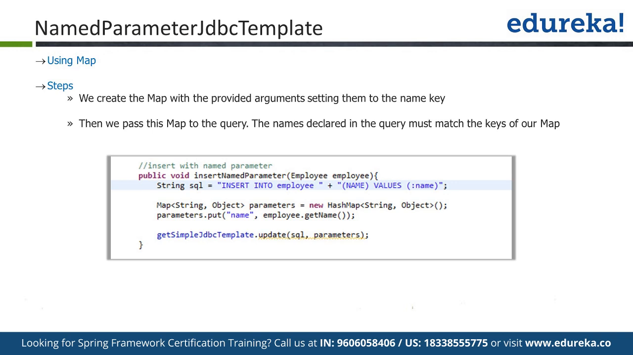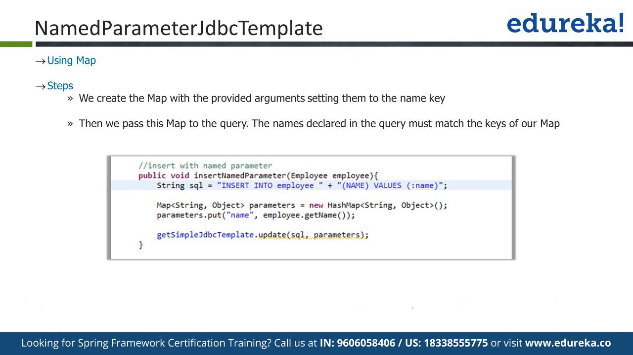So we have seen the examples already. So let's move on. Named parameter JDBC template is another form of JDBC template, or I would say another Java class provided by the Spring Framework API. It uses a map. The steps are: we create the map with the provided arguments, setting them to the name key. Then we pass this map to the query.